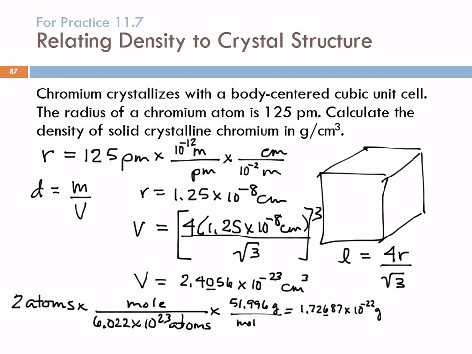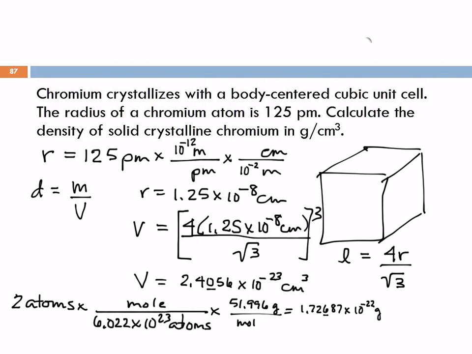I still get 2.4056. We'll have to figure that one out. Communicating with the calculator when we get to things like this can be a little bit tricky, and they all work a little differently. So I'm going to go up here and calculate my density. Density is the mass divided by the volume.